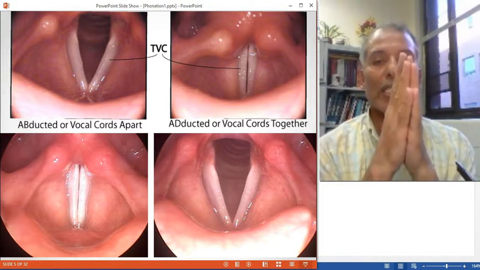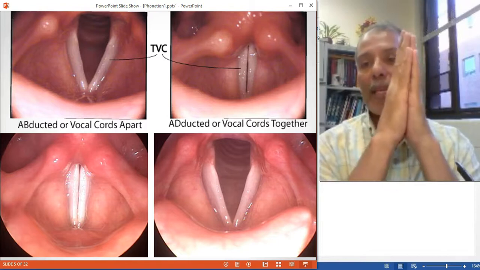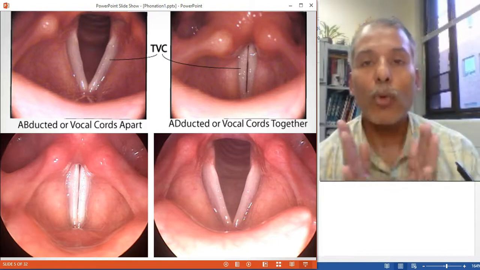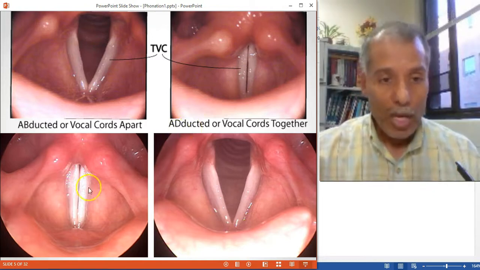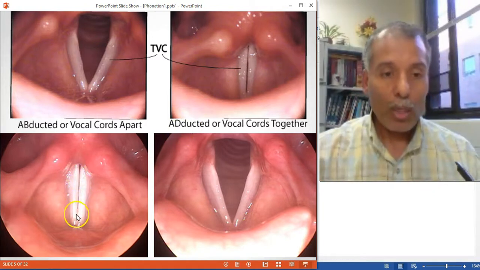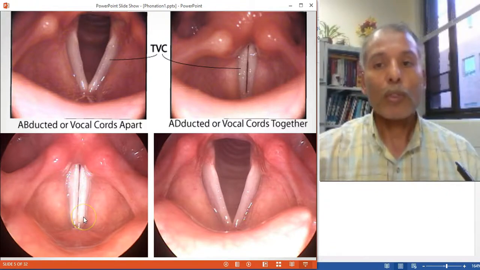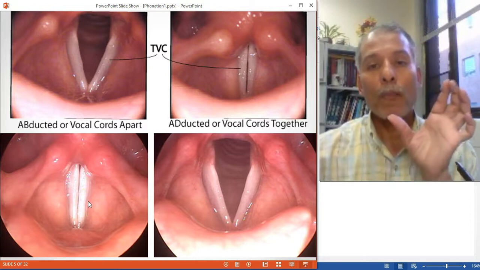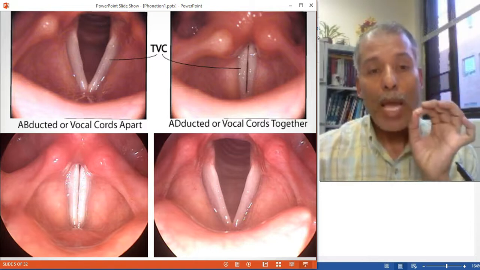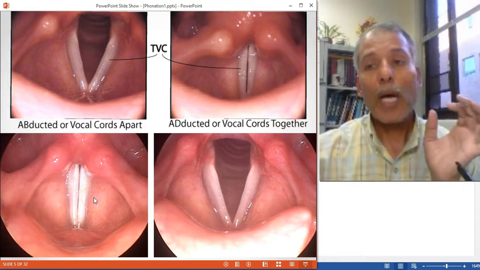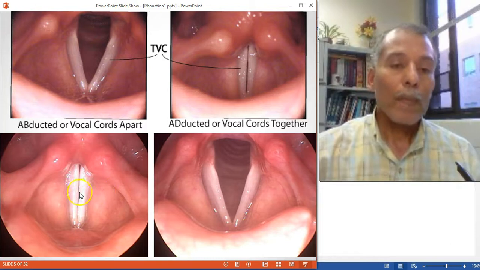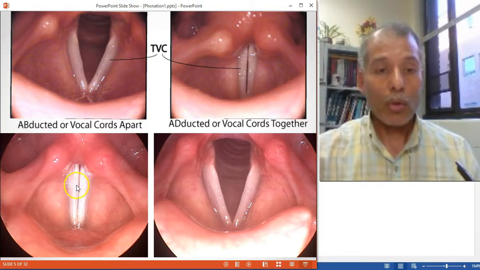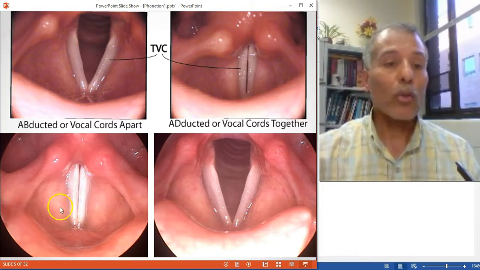So that resistance between the air pressure and the elasticity of the vocal folds is what keeps them vibrating to generate the buzz. You can see now on the lower left, this is where the vocal folds are adducted. It is when they are closed and you are basically not breathing, like if you are swimming underwater or you are holding your breath, this is what they would look like. No air is going out, no air is going in.